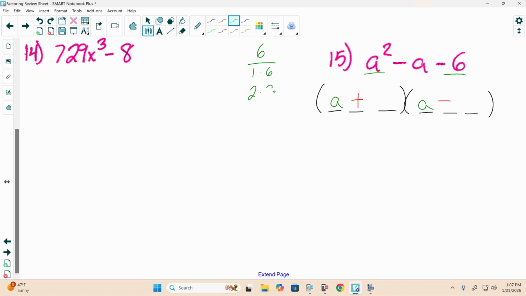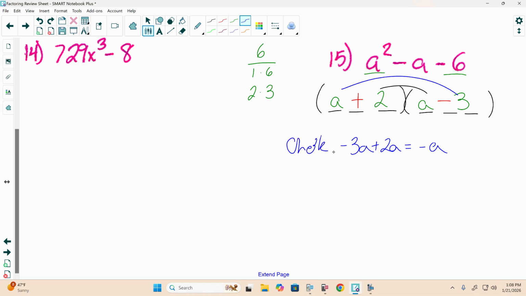1 and 6, or 2 and 3. Where do we want to start? Doesn't really matter. 2 and 3. You want the 2 or 3 positive? 2 positive, 3 negative. Again, we're going to check. A times negative 3 is negative 3a. 2 times a is positive 2a. And negative 3a plus 2a is negative a. And again, we're doing this to just verify these are the correct factors. This is more just a check.